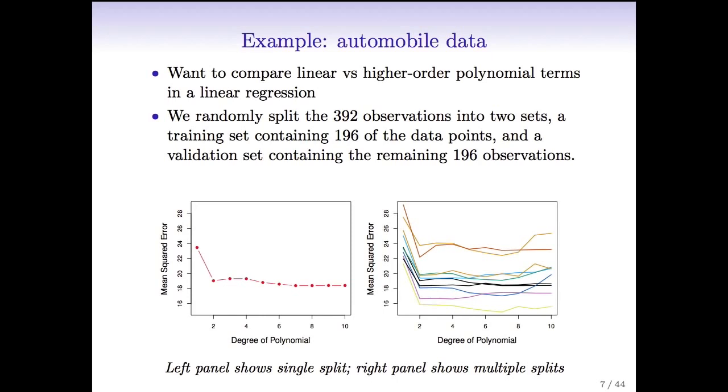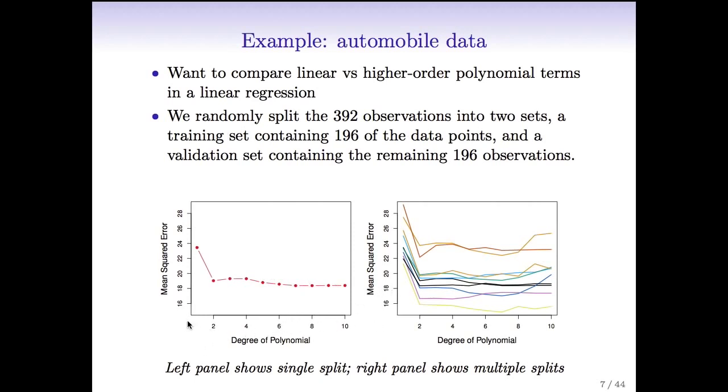And we had 392 observations, so we divide into two parts at random, 196 in one part and 196 in the other part. First part being the training set and the other part being the validation set. If we do this once, we do a single split and we record the mean square error, we get this red curve as a function of the degree of the polynomial.